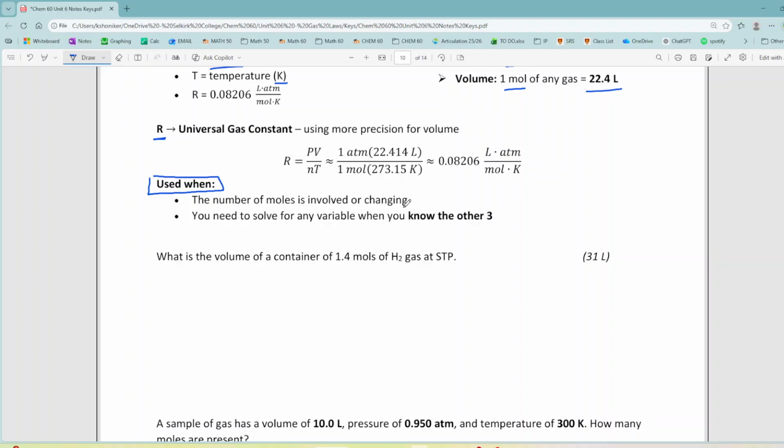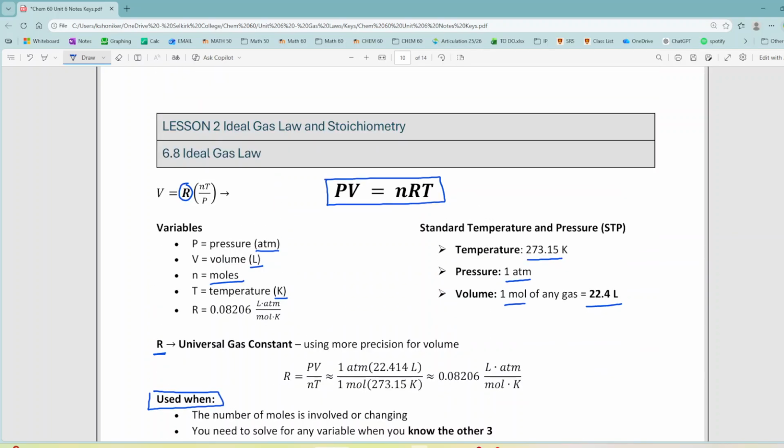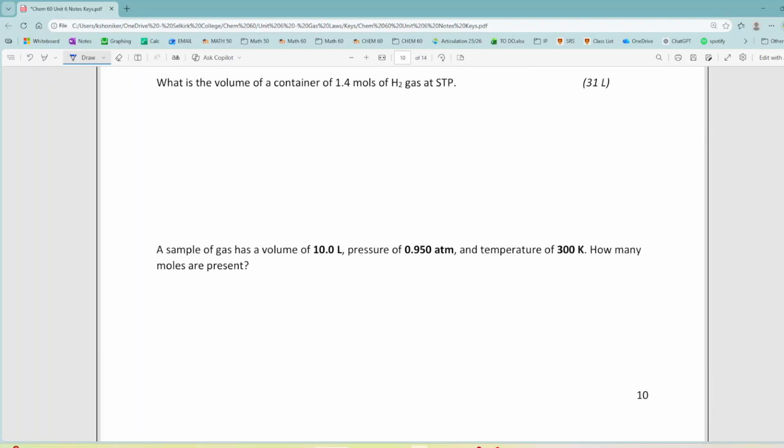Now, you can use the ideal gas law when the number of moles is involved or is changing, because often we won't use the P1 V1 over T1 calculation. Or, most importantly, if you need to solve for a variable and you know the other 3. So the rule with an equation is that you can just have one unknown. So if I know pressure and I know volume and I know moles, then I'm also given R, so I could solve for temperature. Let's give this a go.